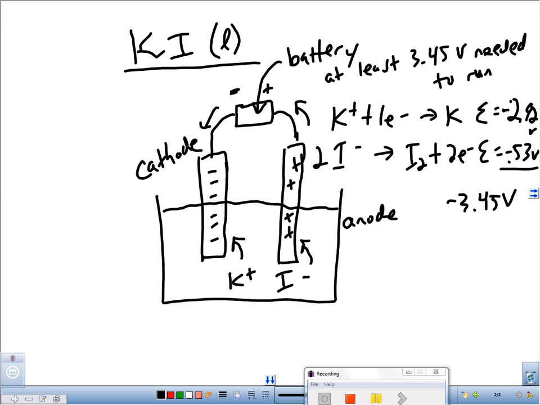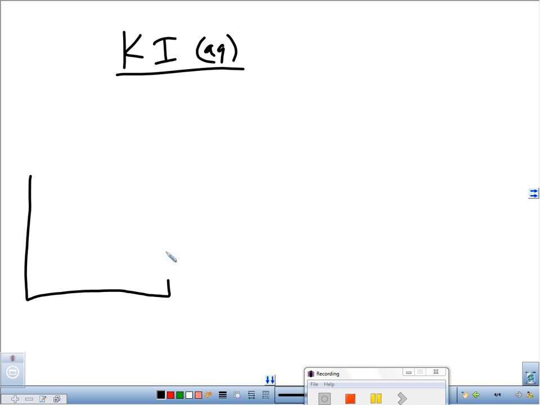All right, let's go to a different situation. Let's make it fun. Well, it's always fun. Let's make it KI aqueous. I'm going to move over so I have room to put things. So what's in the solution now?